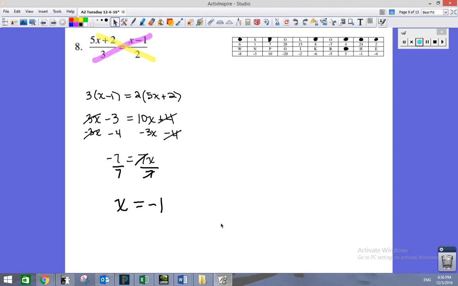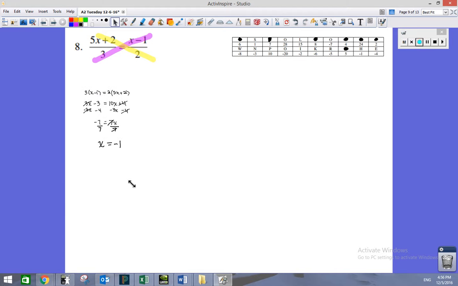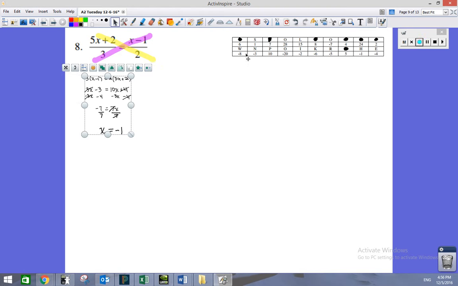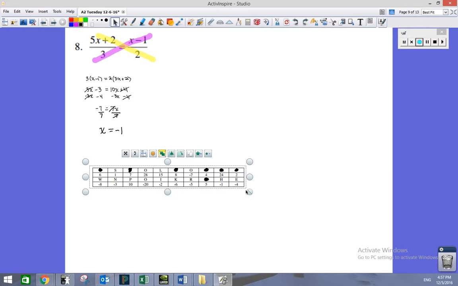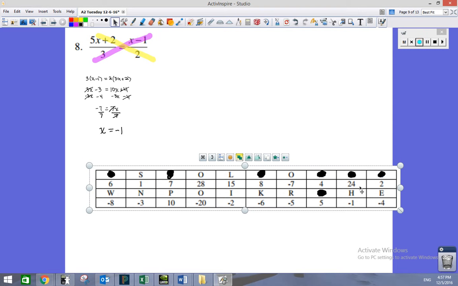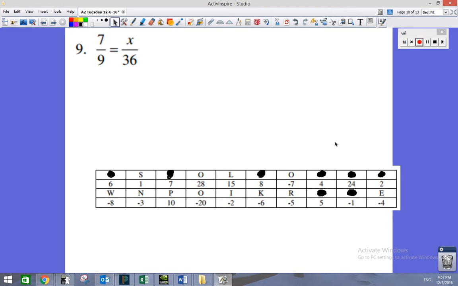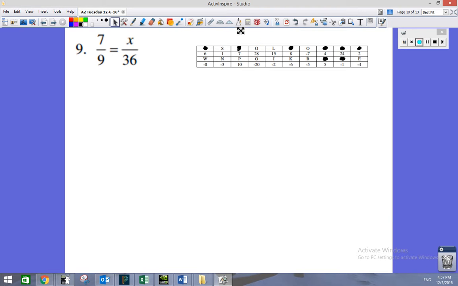So let's check our table, see if we can find negative 1 in the table and cross out the letter above it. On the top I don't see negative 1, and then down here, there we go. I see a negative 1 here, so I'm going to cross out h. So I'm going to bring my table with me. Shrink this up.